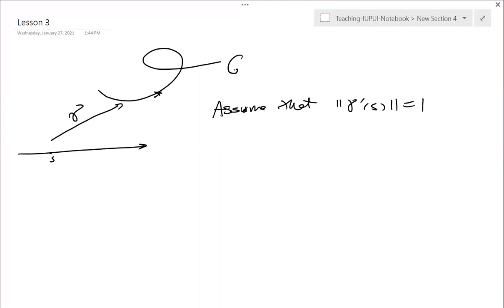And the parameterization was arc length, so it's unique, almost unique. So that's why this is what we want to begin with. Then we use that to define the curvature. The definition is very simple.